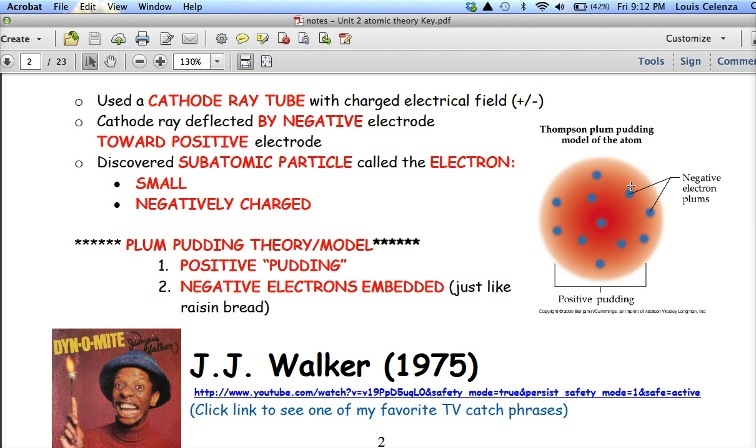So you basically had, it's almost like a chocolate chip cookie. The chocolate chips would represent the electrons. The rest of the cookie would represent the positive charge. He had no idea that there was actually a particle that had a positive charge. He just figured the entire rest of the model of the atom was positively charged.